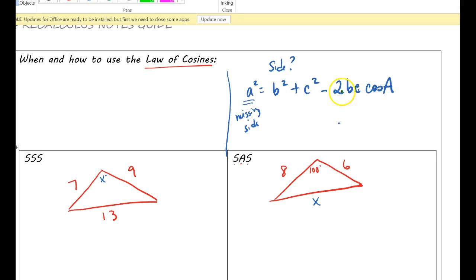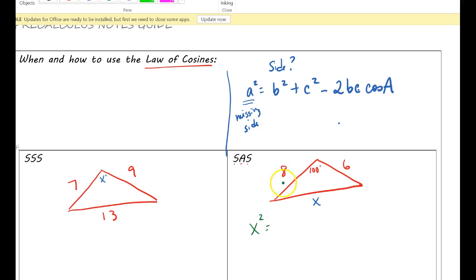Well, that means those are opposite each other. These are opposite each other. So my X right now is going to become my A. Now B and C by default are the other two sides. I don't care which one is which. It doesn't matter. All you have to worry about is the sides, not the angles. So B and C, call them whatever you want. And then we'll just start filling it into this formula.